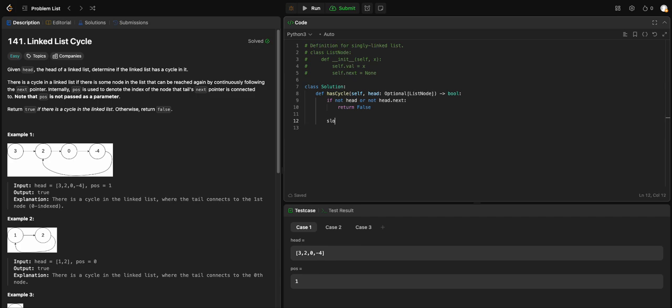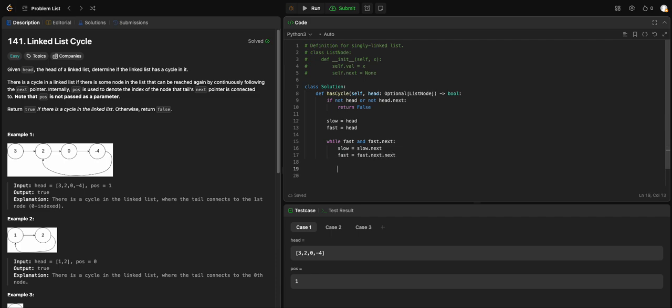So we set slow equal to head, fast also equal to head. And so while fast and fast.next, right? Slow is equal to slow.next, and fast equal to fast.next.next, because we move two steps, right?